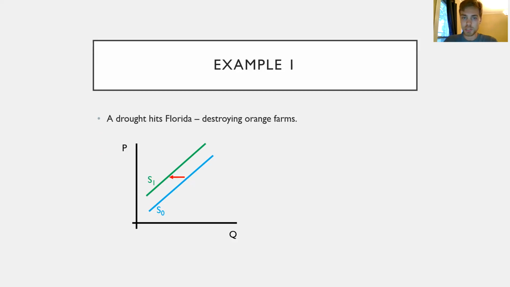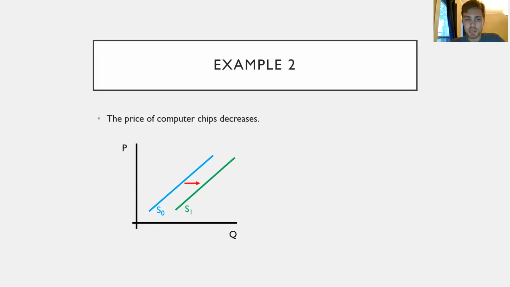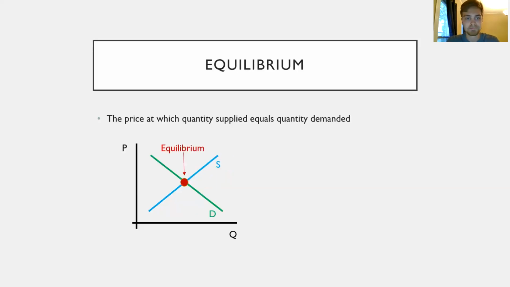A drought hits Florida, destroying orange farms. This is going to be a leftward shift to supply for oranges, because if their farms get decimated by a drought, it will affect their ability to produce oranges. And then let's say the price of computer chips decreases. Thinking about the market for computers, this will increase our supply of computers, because it'll be cheaper to produce computers since the input, computer chips, has decreased.